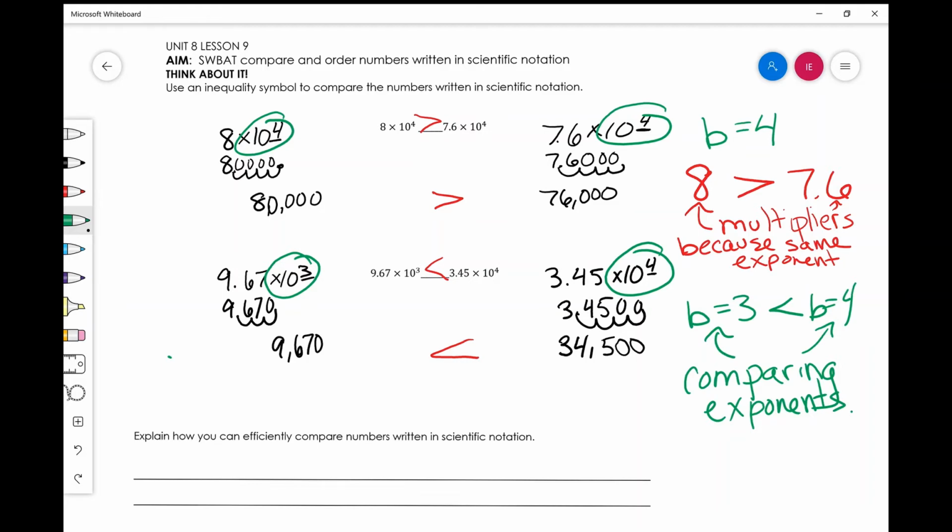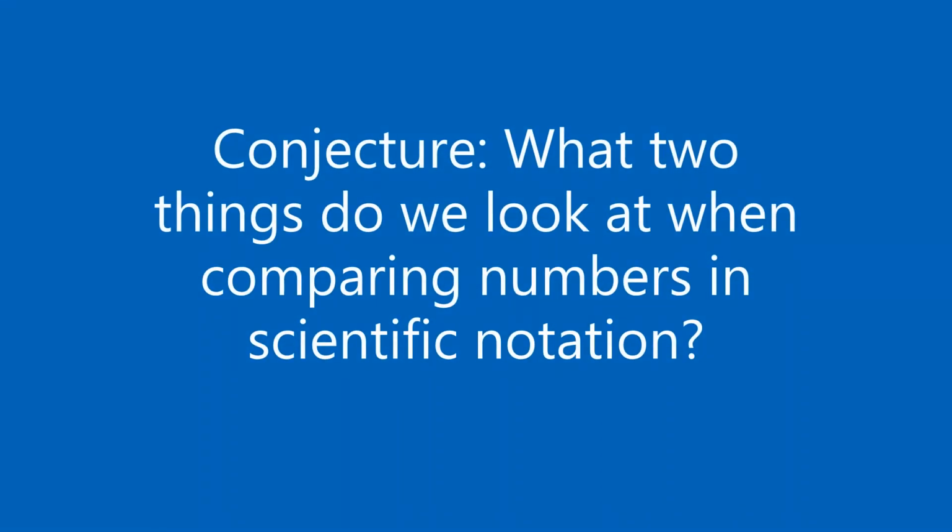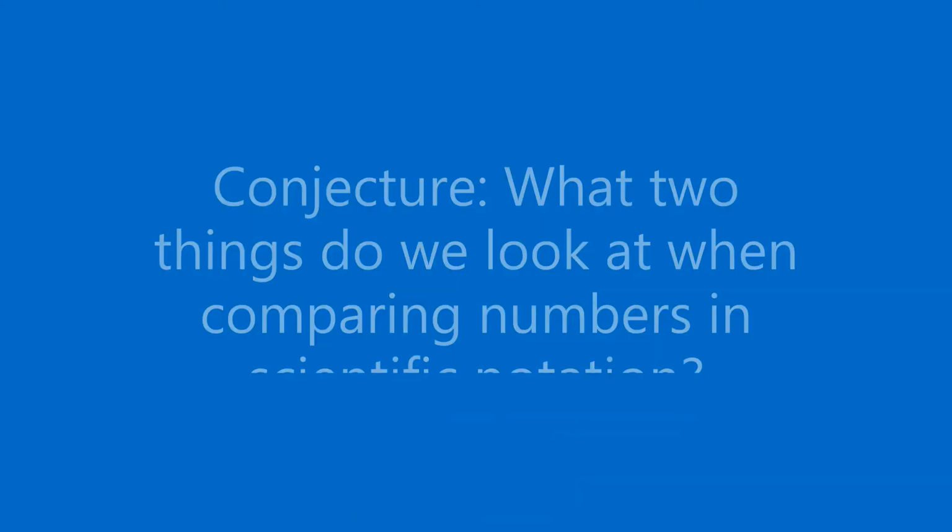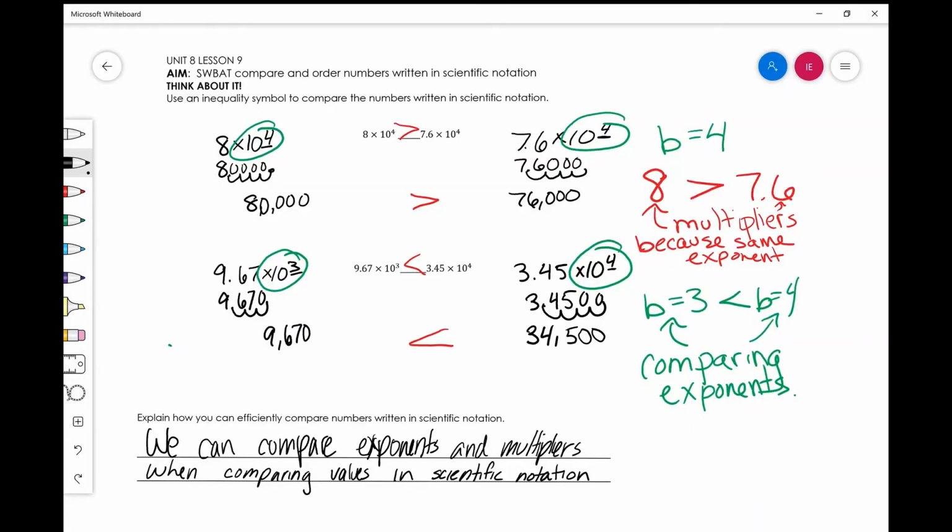So then we're looking at our question at the bottom, and it's asking us to explain how we can efficiently compare numbers written in scientific notation. What two things can we compare when we're written in scientific notation? Go ahead and jot that down on your paper now. We know that we can compare exponents and multipliers when comparing values in scientific notation. That's going to be the conjecture that we work with today as we're going through our packet. Go ahead and turn the page to test the conjecture.